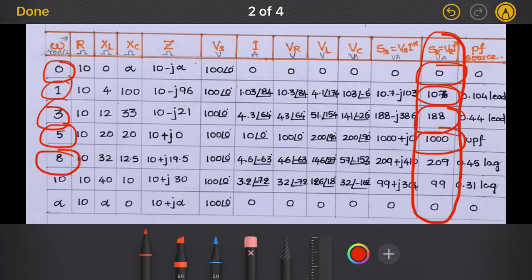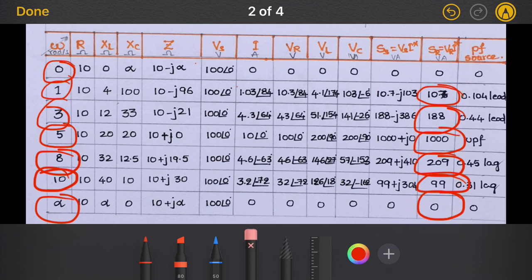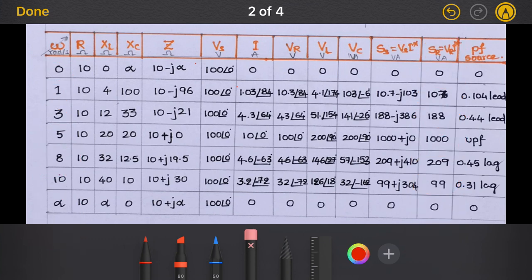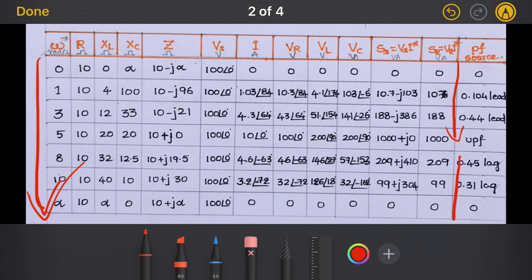At 8 radians per second, this power is again 209 watt. So the power is decreasing now. At 10 radians per second, frequency is increasing, but the power value is 99 watt. At infinite radians per second, power delivered to the resistor is, sorry, 0 watt. Now the conclusion is, by increasing the frequency, the power value is increasing up to one particular frequency and then decreasing after that particular frequency.